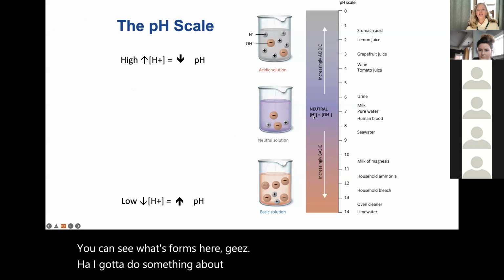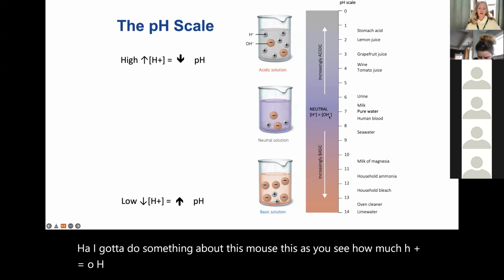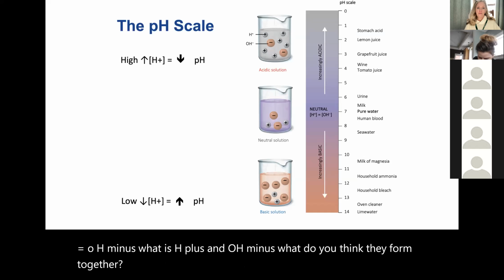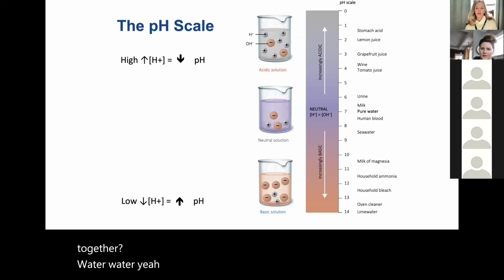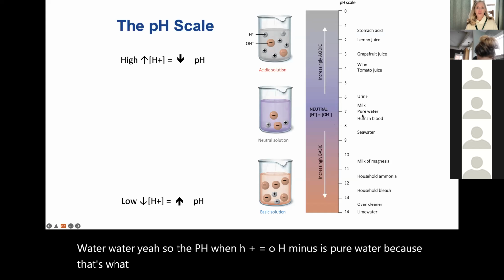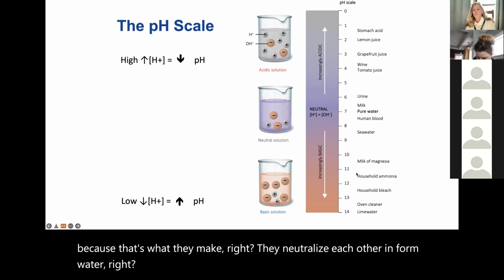This, as you see, is where H plus equals OH minus. What is H plus and OH minus? What do you think they form together? Water. Yeah, so the pH when H plus equals OH minus is pure water, because that's what they make. They neutralize each other and form water, all right? Okay, so you can see that.